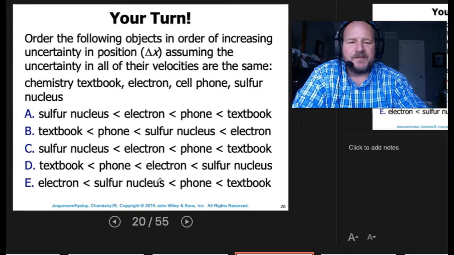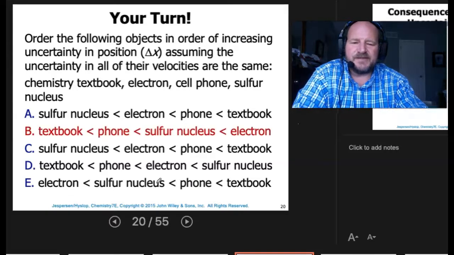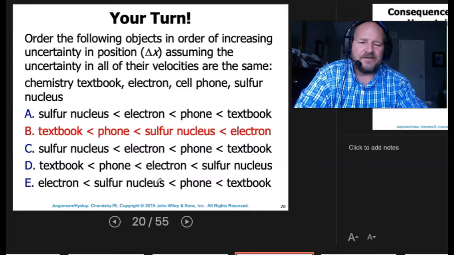So the only way you're going to be uncertain about where your textbook is, is if your memory forgets, right? So we know the textbook has to be first. Then after that, it's probably your phone. And then is it the sulfur or is it the electron? And of course, the nucleus will be larger than the electron.